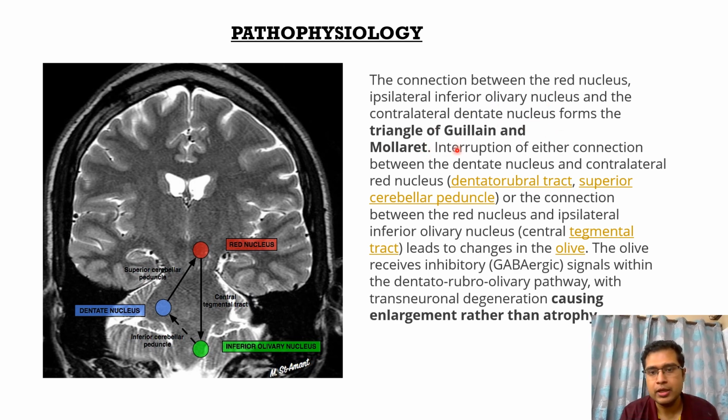The interruption of either the connection between the dentate nucleus and the red nucleus, which forms the dentatorubral tract in the superior cerebellar peduncle, or the connection between the red nucleus and the ipsilateral inferior olivary nucleus, which forms the tegmental tract, can lead to changes in the olive. The olive receives inhibitory signal within the dentatorubro-olivary pathway, with transneuronal degeneration causing enlargement rather than atrophy. So there is enlargement of this nucleus if there is injury to any of this path.